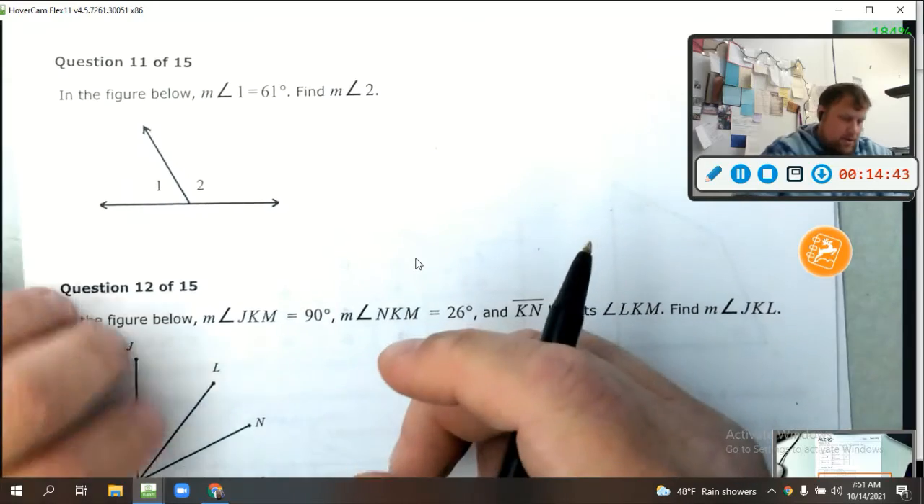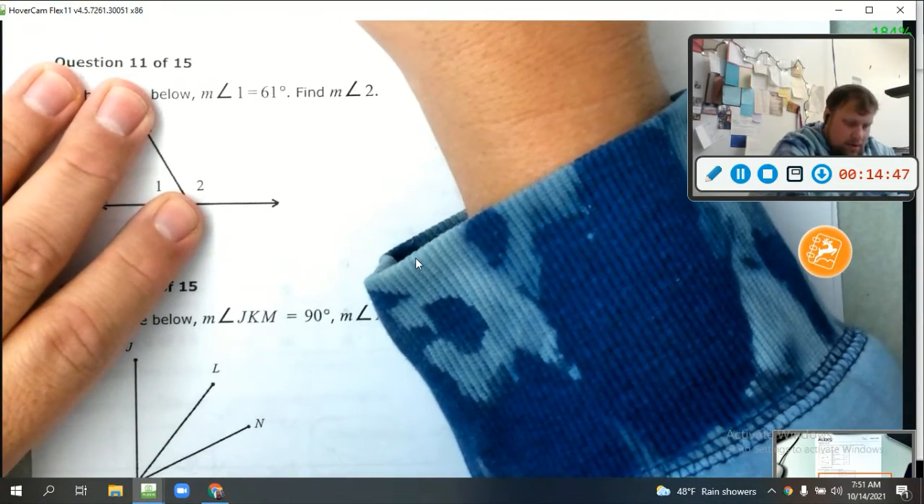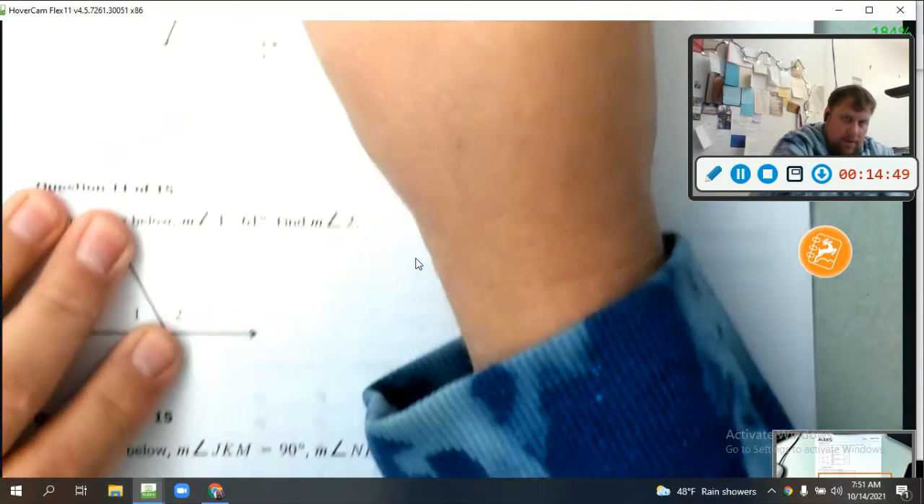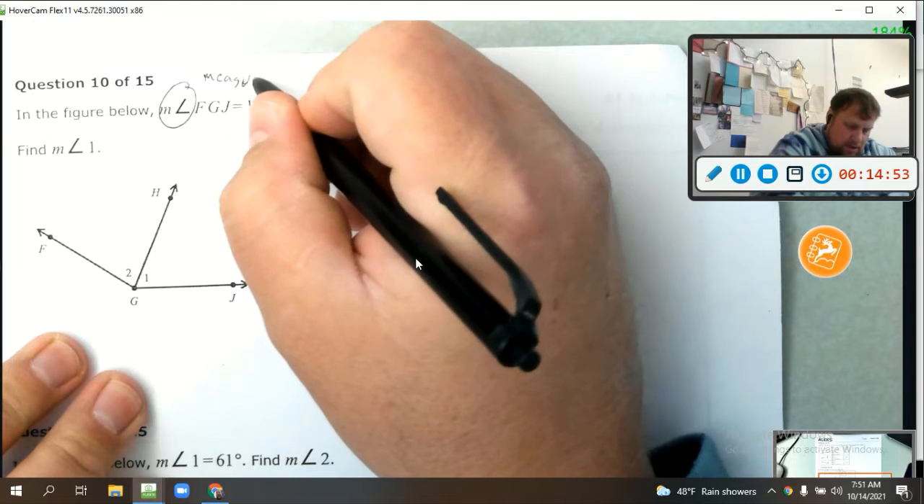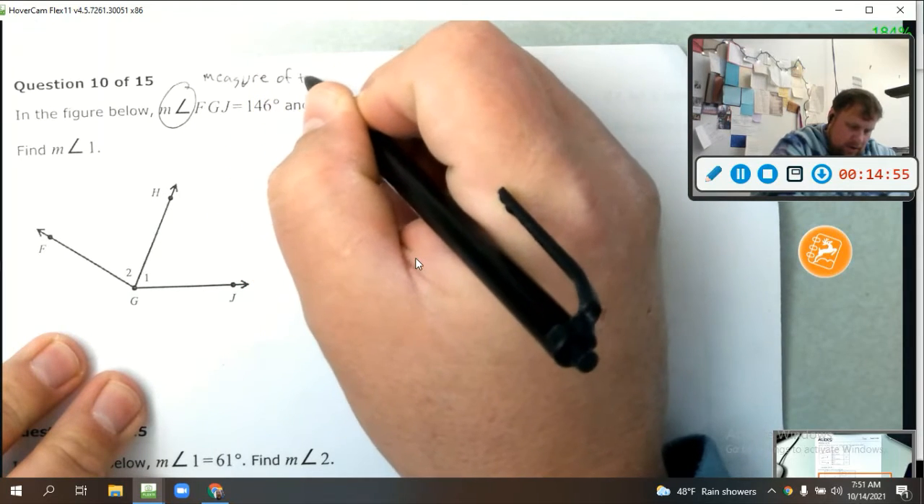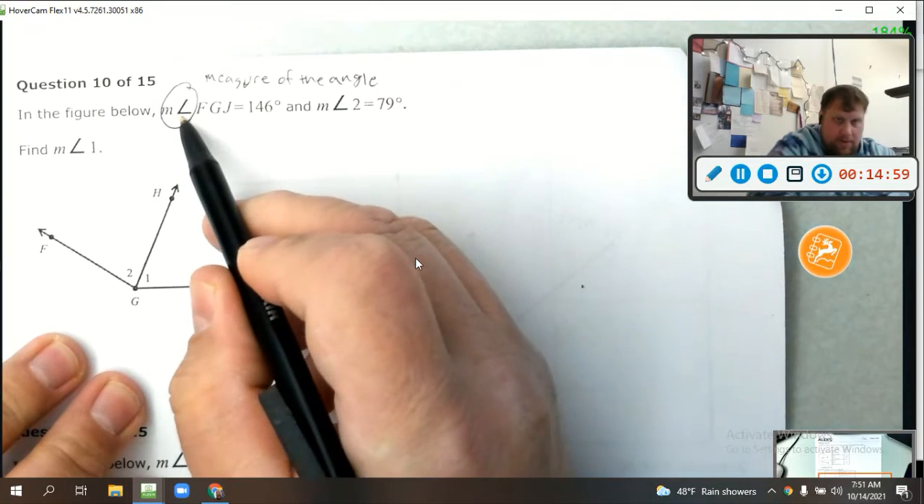Awesome. Let's talk about measure. Remember, this just means, oh, you can't see that. I didn't realize I was up so high. This means measure of the angle. Right, that measure of the angle.